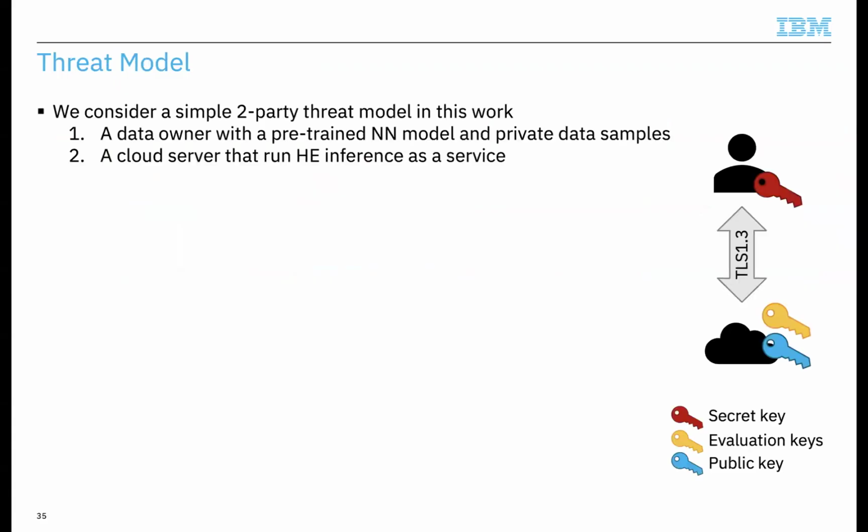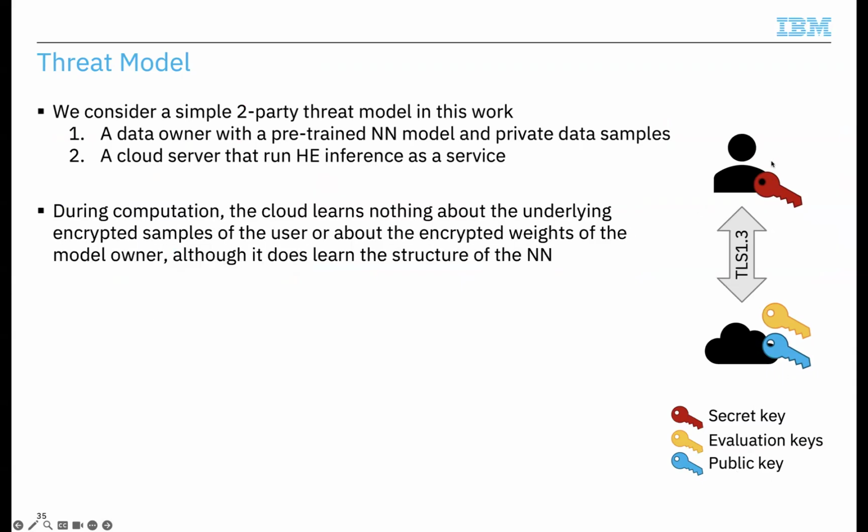So this is the threat model for the evaluation. It's a two-party system, and there's a user, basically the client, who holds the secret key, and then there's a cloud who holds the evaluation and public keys. Basically, the client has the knowledge of the weights and the data, but the cloud learns nothing other than the structure of the neural network. So it learns, for example, if you started with AlexNet, that you have pruned away certain parts of the AlexNet, but it doesn't know what those values are. So there is no information leakage with this method.